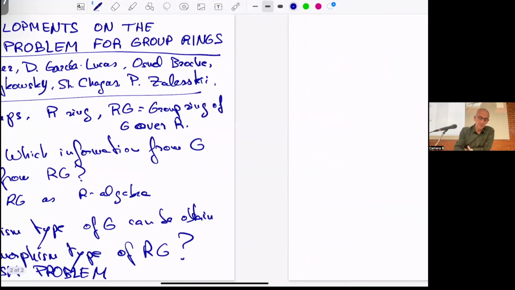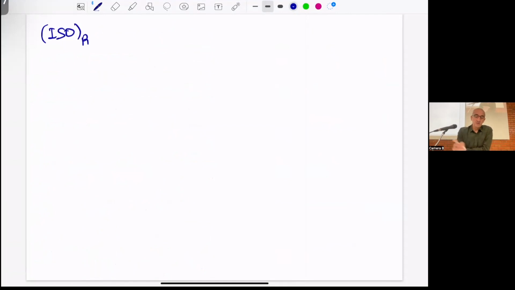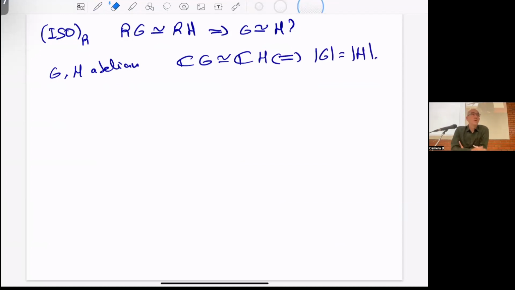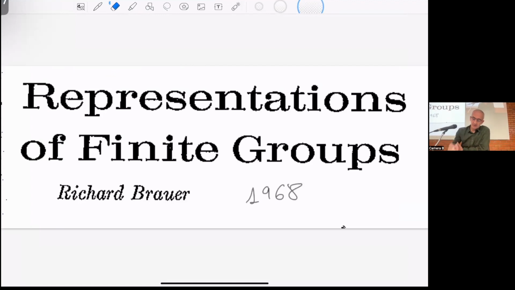Let me rephrase the isomorphism problem. It depends on the ring: whether RG isomorphic to RH implies G isomorphic to H. Of course, it is easy to obtain negative solutions. For example, if G and H are abelian, then the complex group algebra of G is isomorphic to the complex group algebra of H if and only if they have the same cardinality. This gives you a lot of negative solutions. This is wrong, because this should actually be 63, I made a mistake.